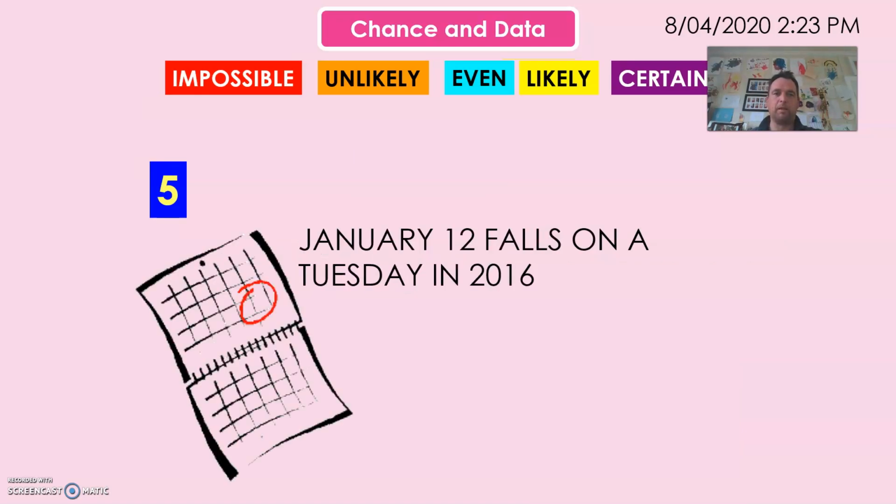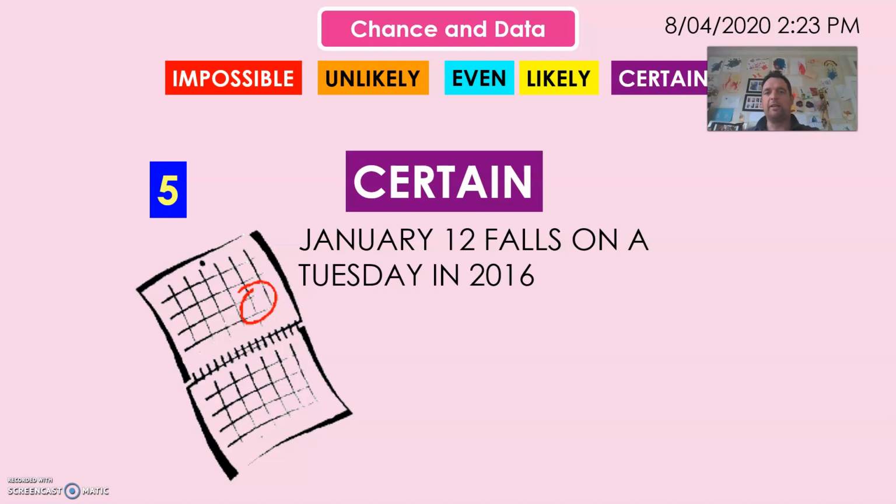Number 5: maybe you did a little bit of research and had a look at 2016, January the 12th, and it was a Tuesday. So we can say that that's certain, that it most definitely was a Tuesday. There are no other options. There is no chance of it not happening. It's a bit like flipping a coin and getting a heads or a tail is certain. There's no other option other than heads or tail, or rolling a dice and getting from 1 to 6. You're not going to get 7, 8, 9, or 10.